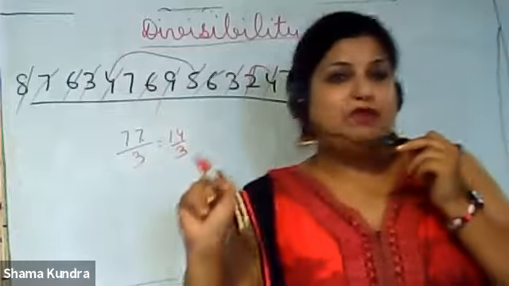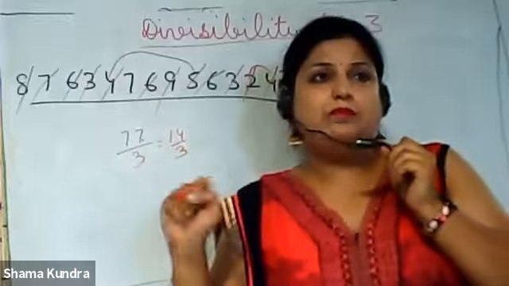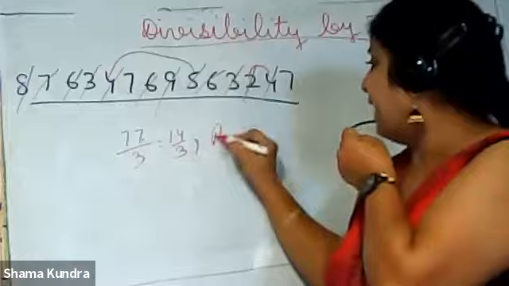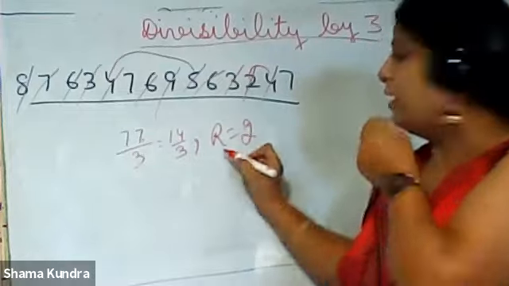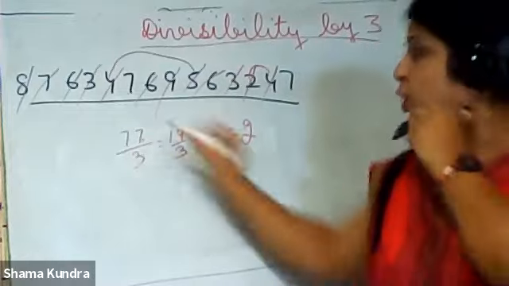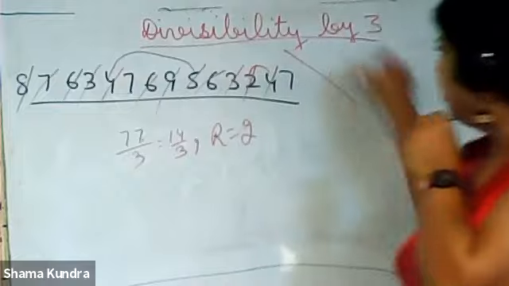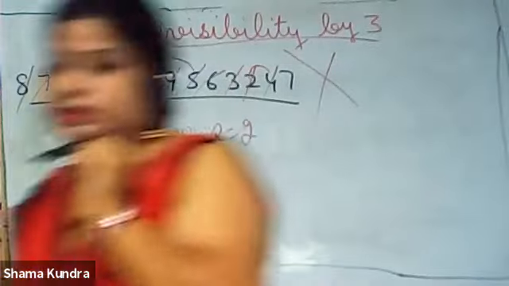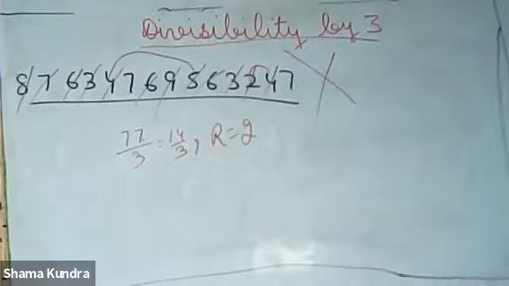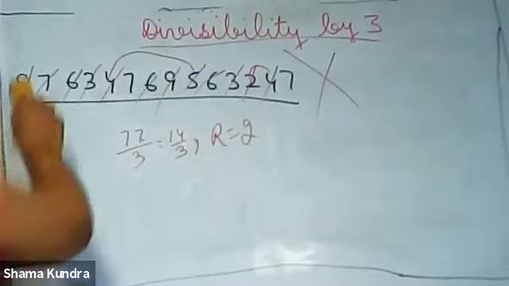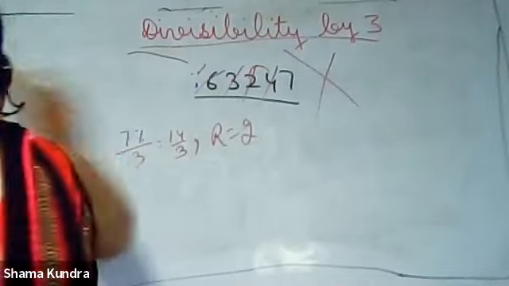When you divide 14 by 3, what will you get? Remainder 2. So here the remainder is not 0, so the given number is not divisible by 3. I hope it is clear to all of you. I will take one more example to make this concept clear.